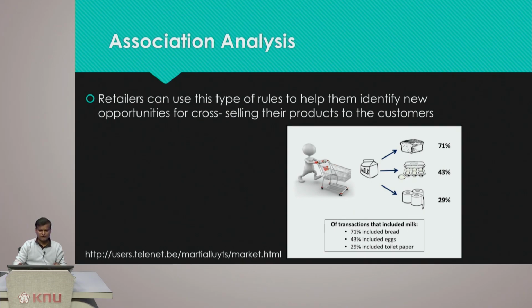For example, as you can see from this picture, someone who buys milk, whenever he buys milk, 71% of the time he also includes bread, and 43% of the time he includes eggs, and 29% of the time he includes toilet paper. So now you are coming up with a relationship, an association analysis, though toilet paper and maybe eggs or bread are not much related to one another. Based on the purchase history, we can see there is an association between these parameters.